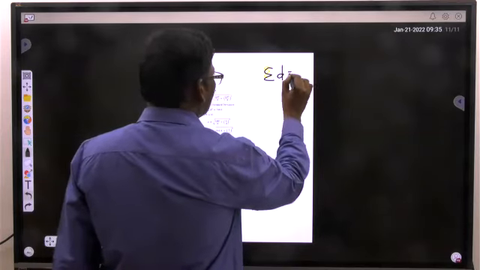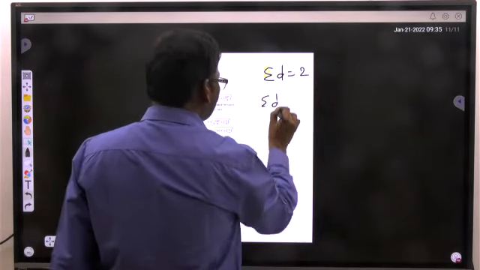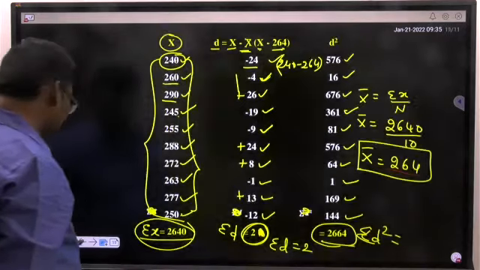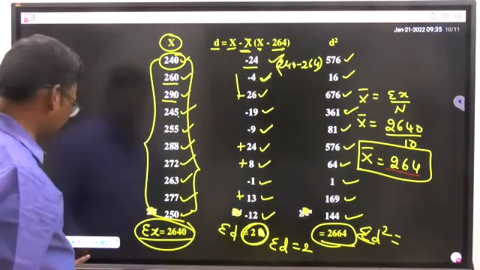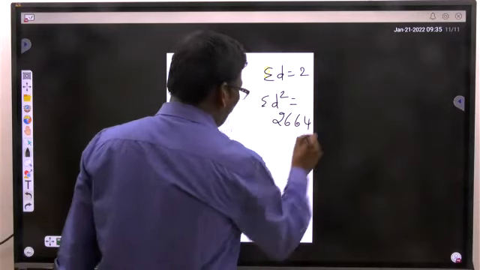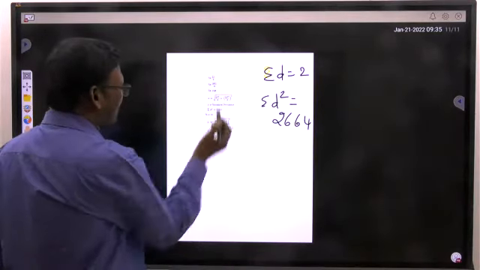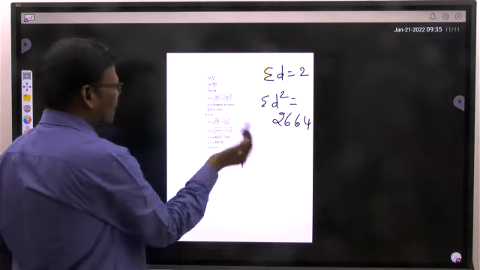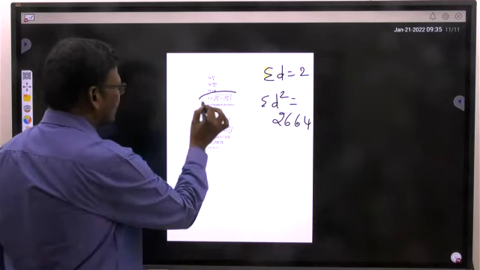So please remember, sigma D square is 2664. Then what is the formula to find the standard deviation?